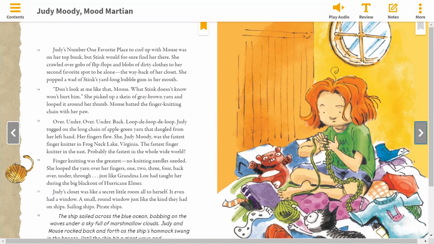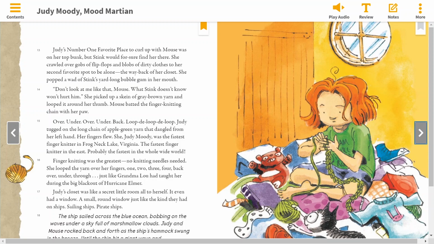Page 42. Judy's number one favorite place to curl up with Mouse was on her top bunk but Stink would for sure find her there. She crawled over globs of flip-flops and blobs of dirty clothes to her second favorite spot to be alone, the way back of her closet. She popped a wad of Stink's yard-long bubblegum in her mouth. "Don't look at me like that, Mouse. What Stink doesn't know won't hurt him."